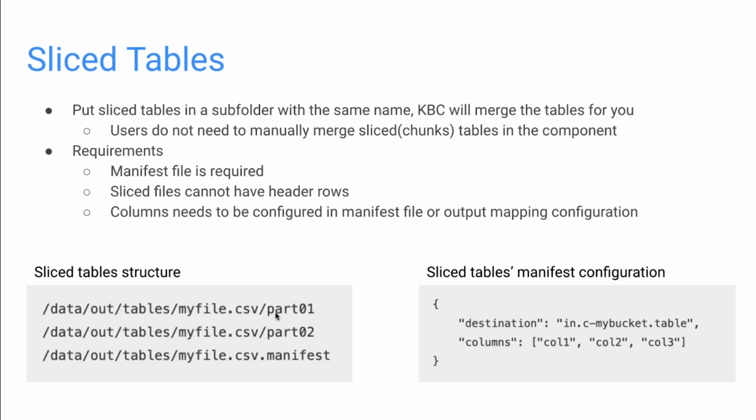Okay. And this is part one of this file. You store it under the folder name. Okay. And that will be a manifest for this file. If you output this into Keboola, Keboola will automatically merge part one, part two for you and name it under myfile.csv. Okay, and then the manifest will need to define what kind of columns this file is supposed to have. So slice tables, manifest configuration, option, destination, columns. Columns is required.